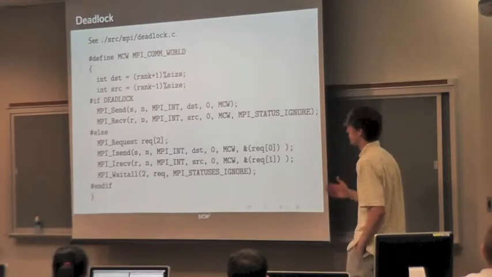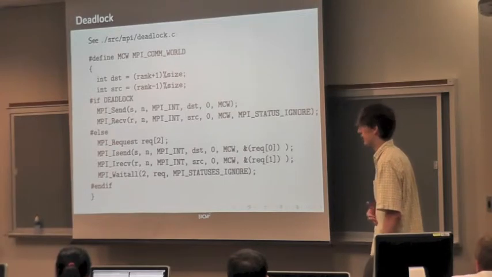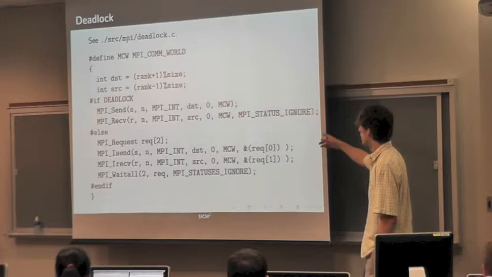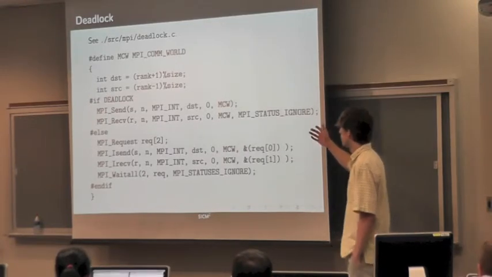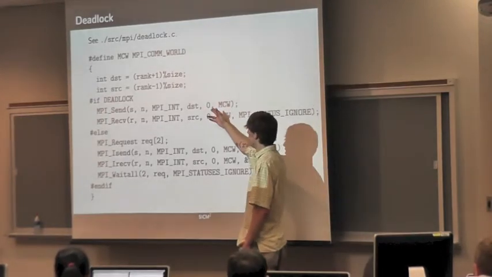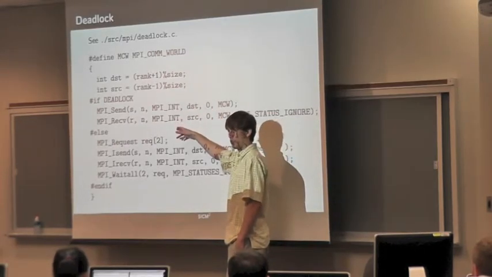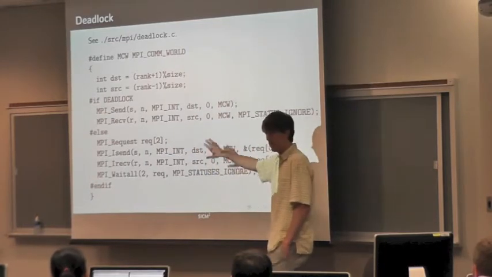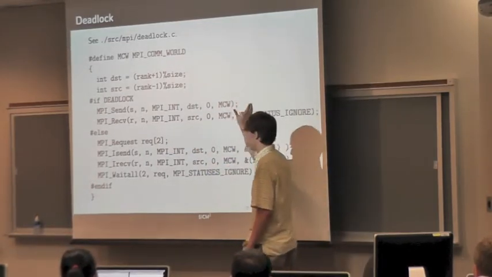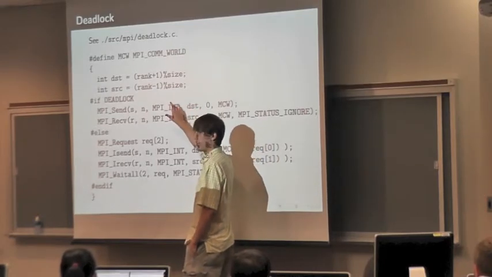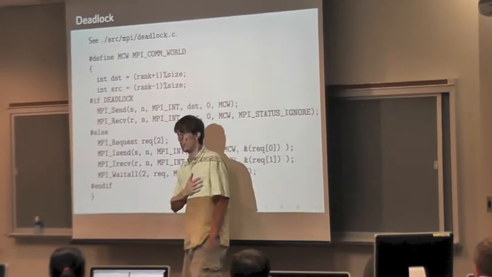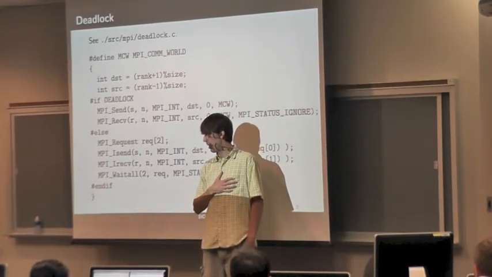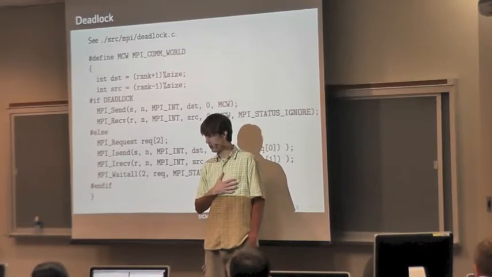So I wrote this program last night and confirmed that it is in violation of Virginia Tech's no infinite loops policy. Obviously, if you define deadlock, here's what happens. You do a send, and then you do a receive. This thing will deadlock on any number of processes. It will deadlock particularly well in only one process, where I'm going to send to myself, and once I receive my own message, I'll return from that send and receive that message.